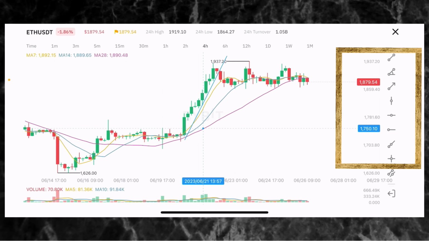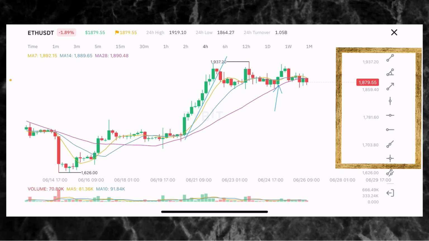So once you tap the third icon, just move it to wherever you want it to point to. So let's say at this point, and then you double tap on it and move your arrow. Once you move your arrow, that's done. You can see right there, the arrow is pointing to the candlestick.